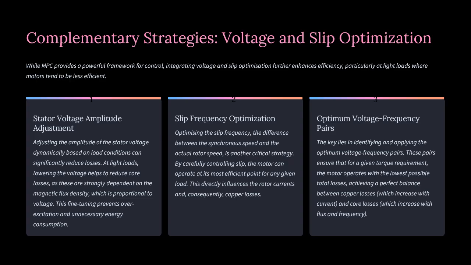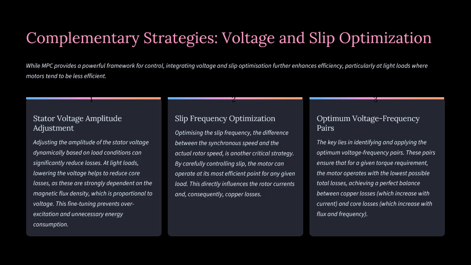Complementary strategies: voltage and slip optimization. Stator voltage amplitude adjustment: adjusting the amplitude of the stator voltage dynamically based on load conditions significantly reduces losses. At light loads, lowering the voltage helps reduce losses. This is strongly dependent on the magnetic flux density, which is proportional to the voltage, and fine tuning prevents over-excitation and unnecessary energy consumption.